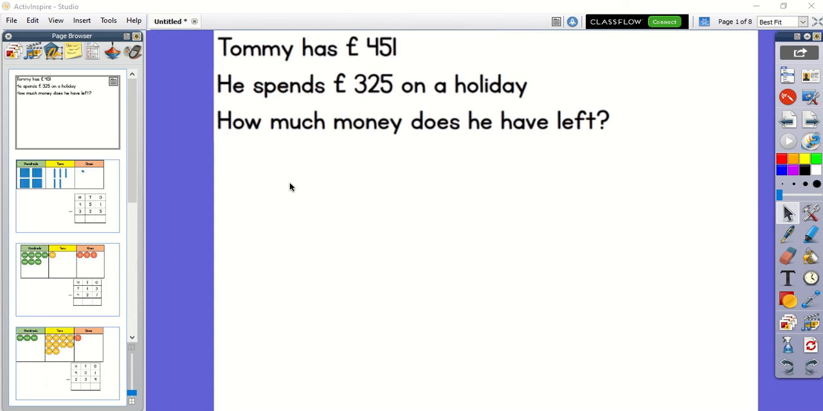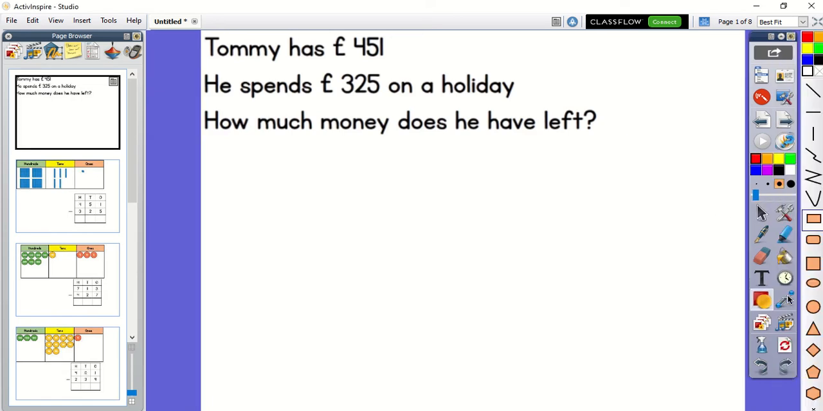Today we're going to be doing a bit more subtracting, but just like we did with the addition, today we're going to be doing some exchanging. So let's start straight away. Tommy has £451. He spends £325 on a holiday. How much does he have left?